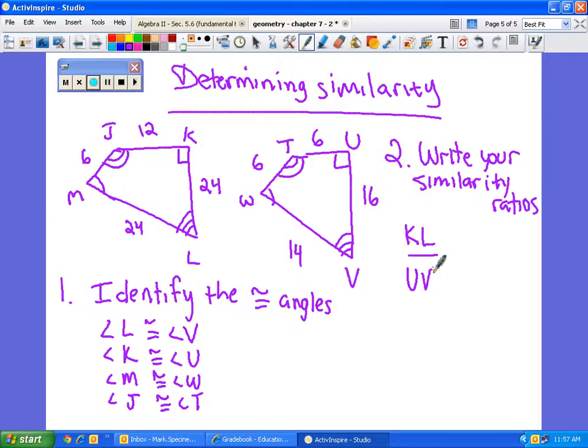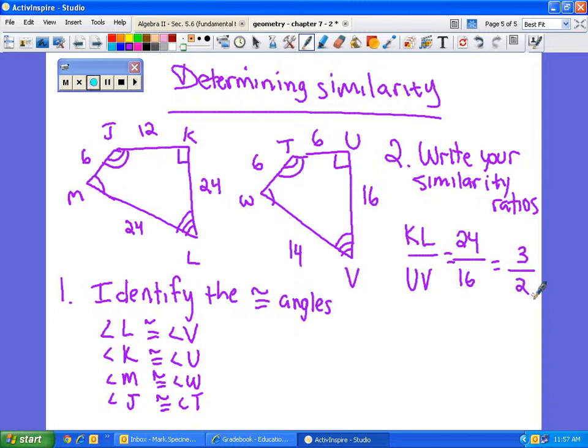And now what you're going to do is write the numbers that are associated with those two sides. So KL is 24, and UV is 16. So what is the scale factor? No, don't flip it. Simplify it. How do I simplify this? Divide by 8. So 24 divided by 8 is 3 over 2. Okay, so that's the scale factor we're looking for.